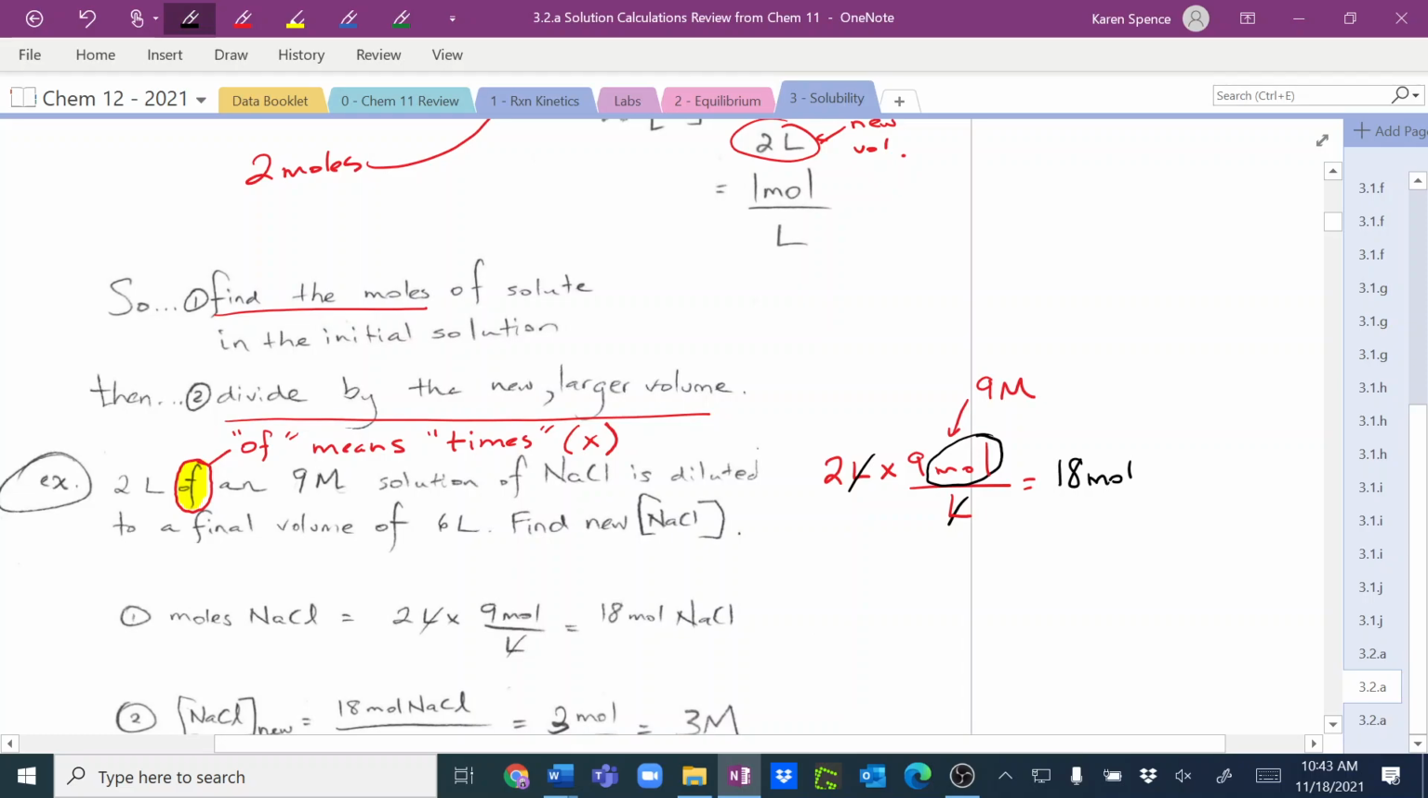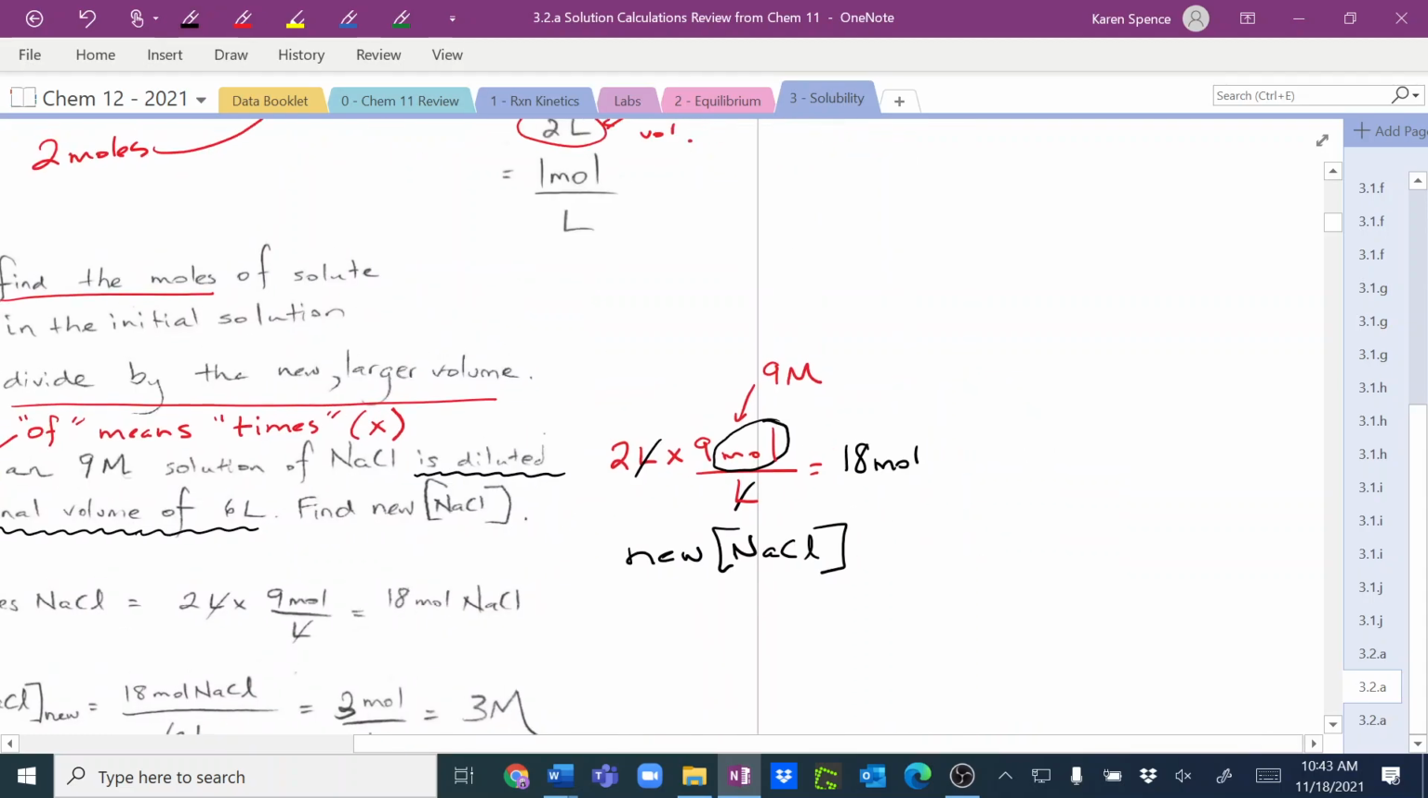And now it says it is diluted to a final volume of 6 liters. So our new concentration of the NaCl, concentration is always found by taking the moles and dividing by the liters. And so we get 18 moles, and our new volume is 6 liters, so we end up with 3 moles per liter.